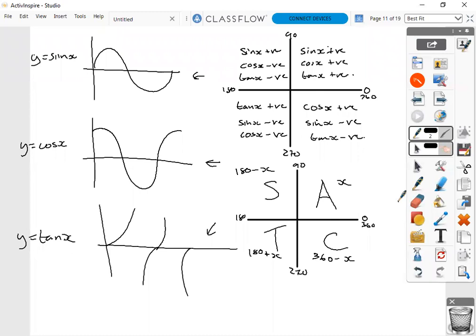So from all that explanation, what you need to take away from it is that wee table.